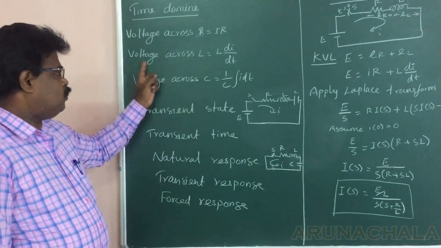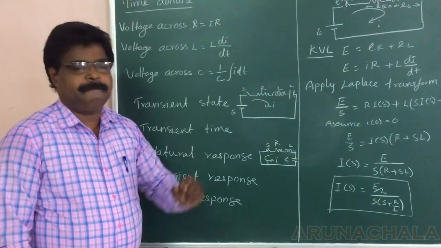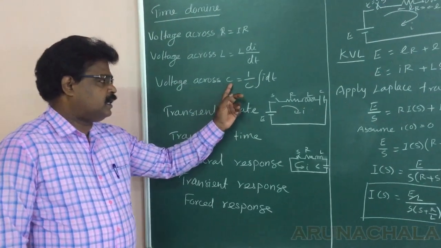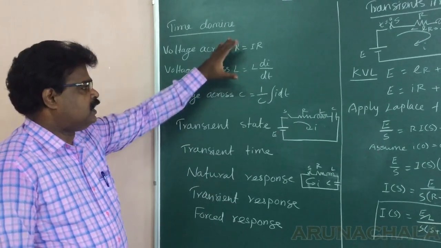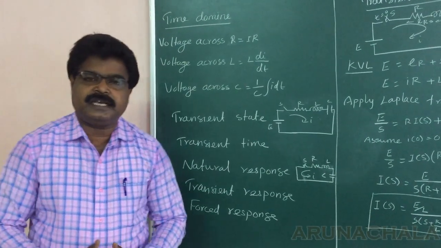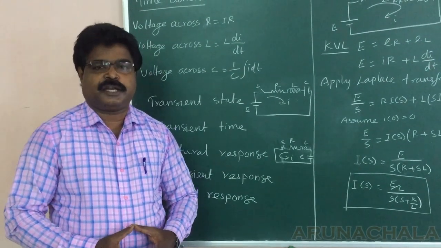Right? Similarly, what is the voltage across the inductor? That is L into di by dt. What is the voltage across the capacitor in time domain? 1 by C integral I dt. So you must know these three, then only we can analyze the transient in circuits.